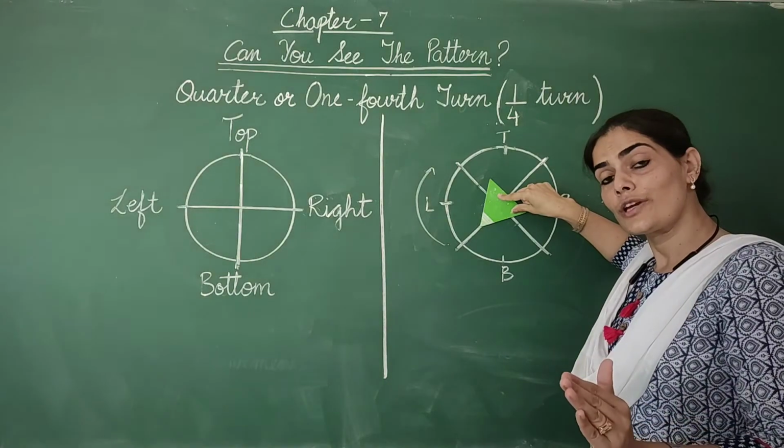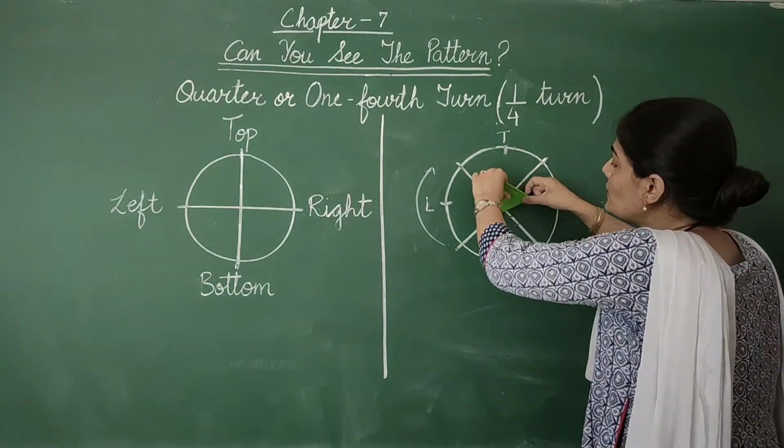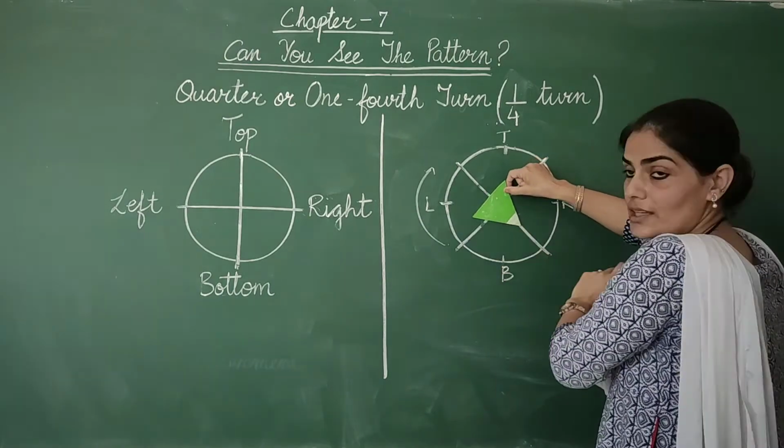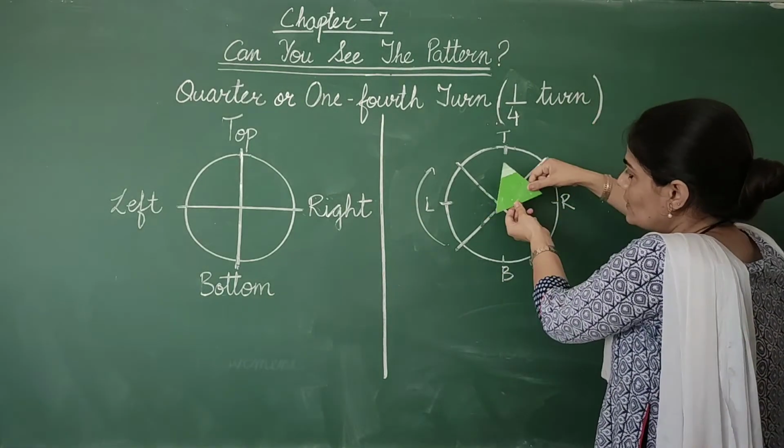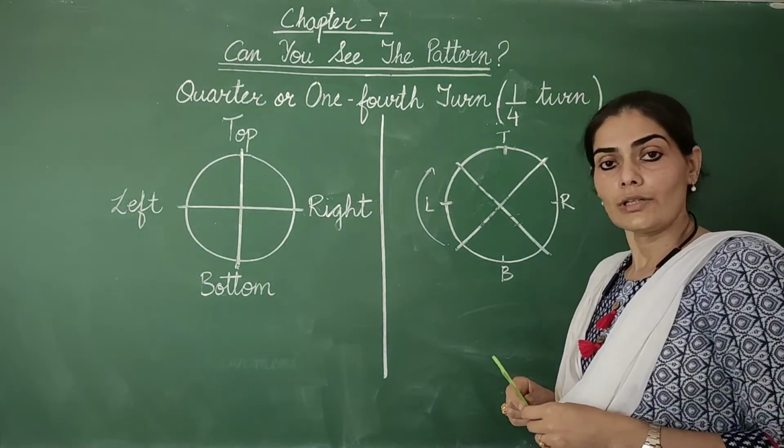And if you are going to give it a quarter turn anti-clockwise, then you will turn the tip of the object here, like this, then like this, and again you are back at your original position.